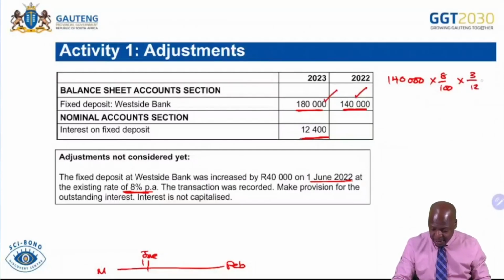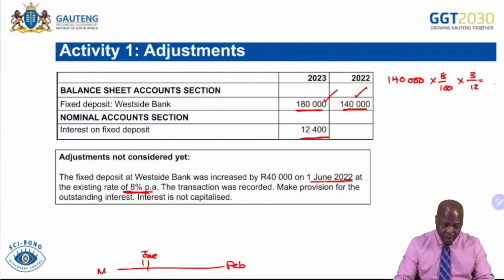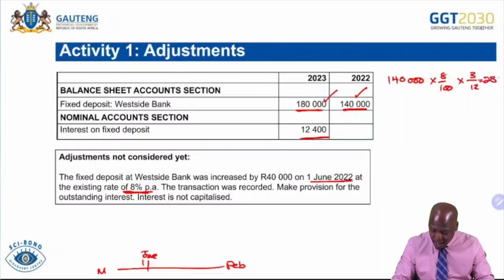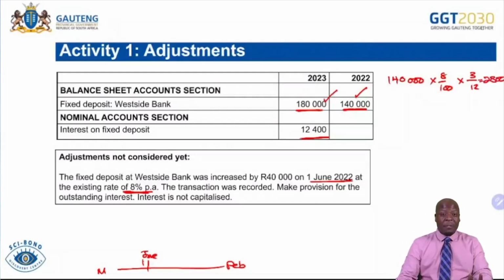Let's see those calculators. How much do we get here? Thank you. 2,800. Am I too fast for you? Okay, I'm going to slow down a bit. All right, let's come to the next part then.